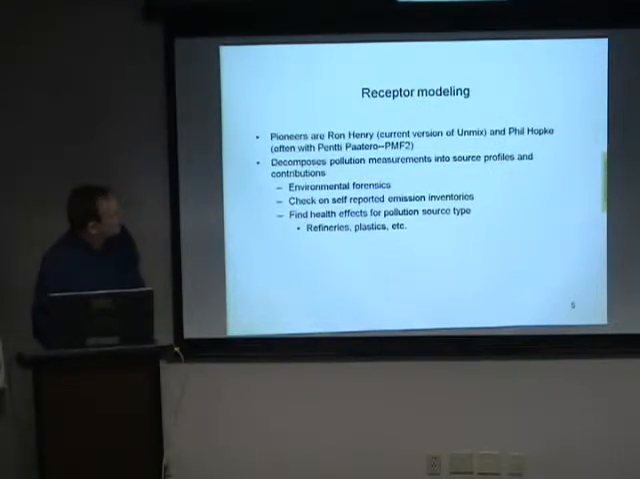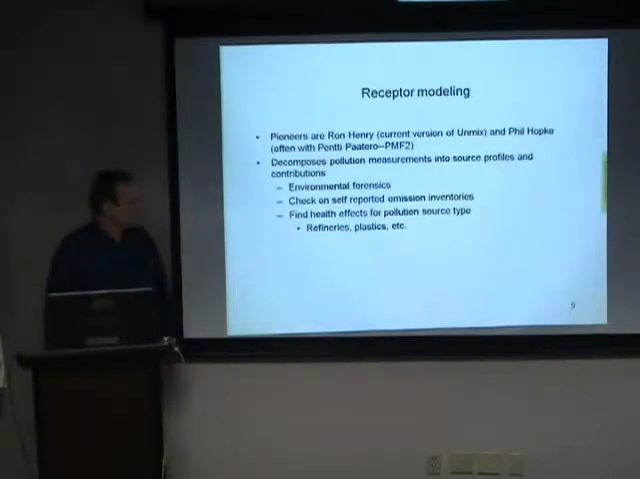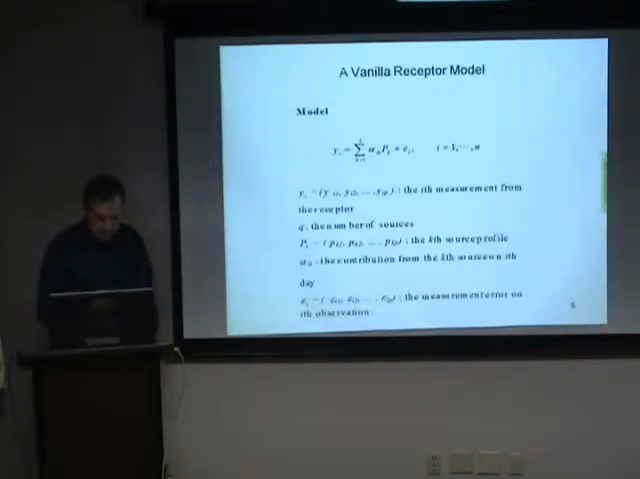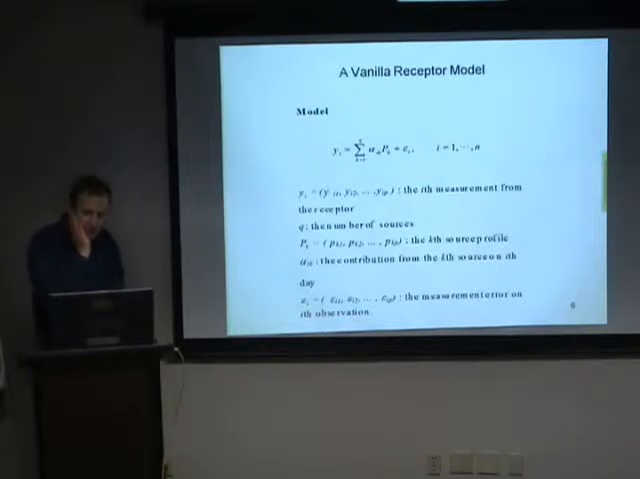Receptor modeling, pioneers are Ron Henry and Phil Hopke. They decompose pollution measurements into source profiles and contributions. It's part of environmental forensics. You can check on self-reported emission inventories, find health effects for pollution source types. This is vanilla receptor modeling.